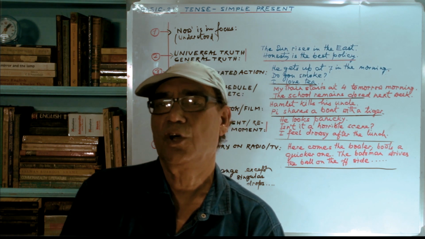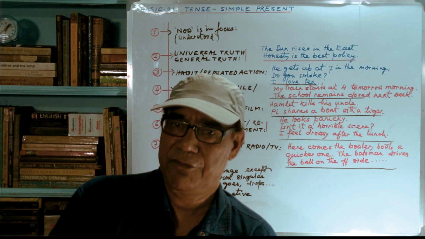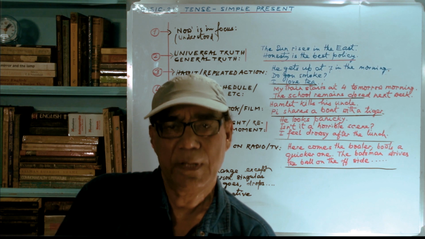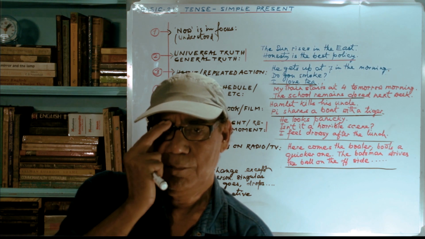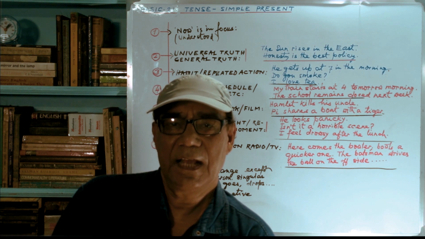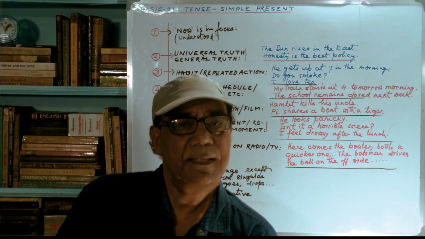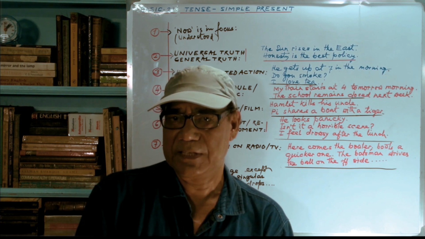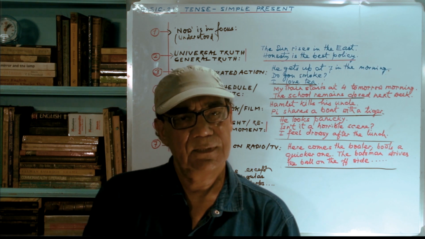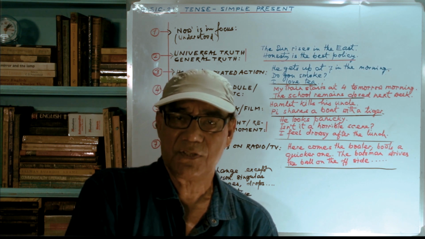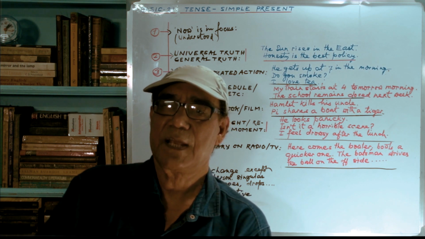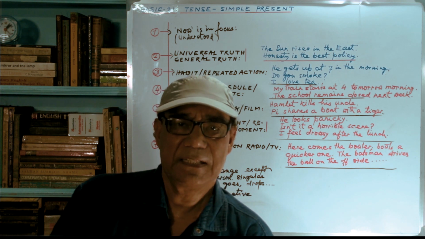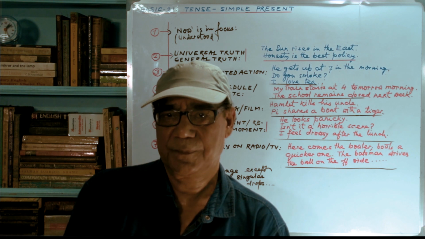Sometimes this is also called present indefinite tense. This is the most frequently used tense form, number one. And number two, this is the most flexible of all the tense forms in the English language. Why flexible? It encroaches sometimes on the past. It encroaches sometimes on the future also. This is something very special about this particular form of tense.